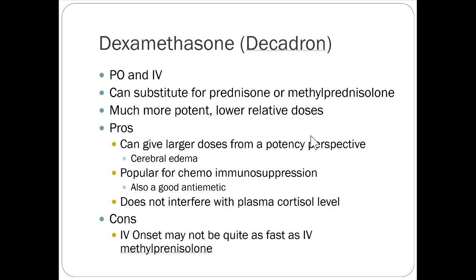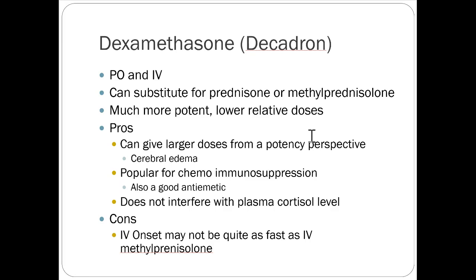Dexamethasone is our PO and IV drug that is much more potent than prednisone, but you can use it interchangeably with it. It's going to do the same thing. You're just going to use lower doses. So again, you might give somebody a couple milligrams of dexamethasone, or you give somebody 10, 20, 30, 40 milligrams of prednisone. Pros, you can give a lot bigger doses from a potency perspective.